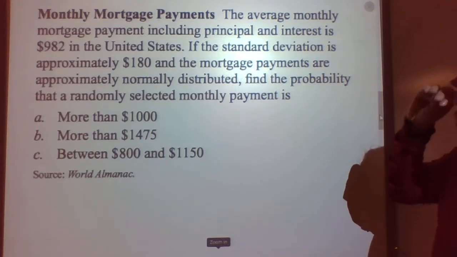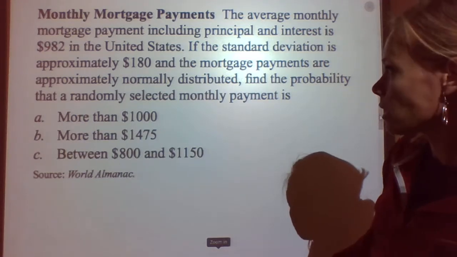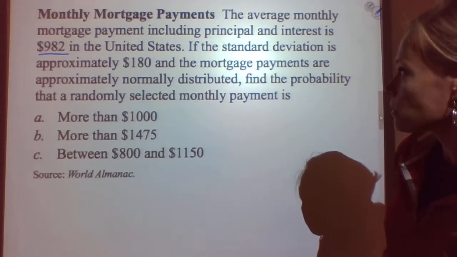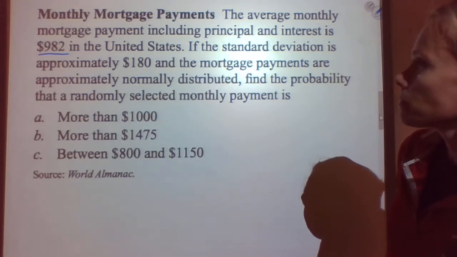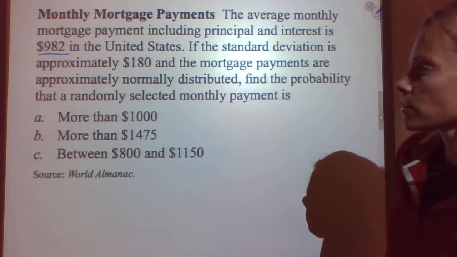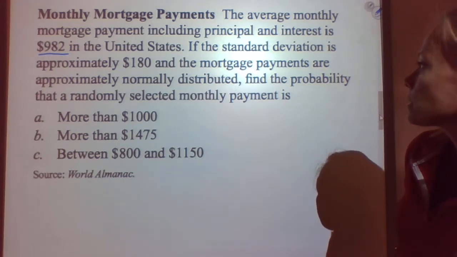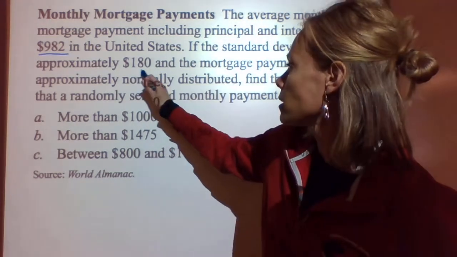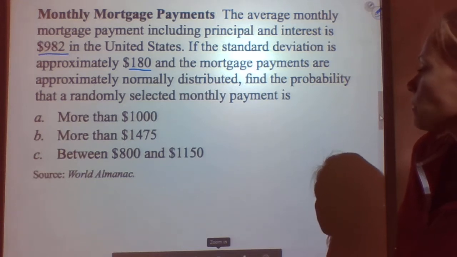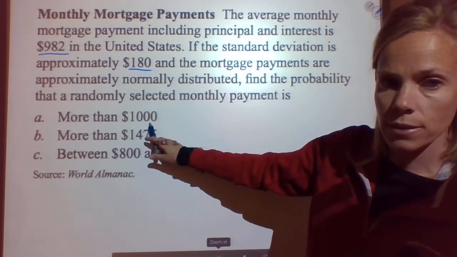Monthly mortgage payments. The average monthly mortgage payment, including principal and interest, is $982, right? Just the mortgage. There's no insurance added to that. There's no anything else. Just basically what you're paying the bank. If the standard deviation is approximately $180 and the mortgage payments are approximately normally distributed, find the probability that a randomly selected monthly payment is more than $1,000.